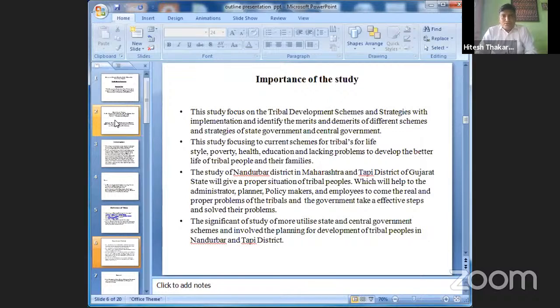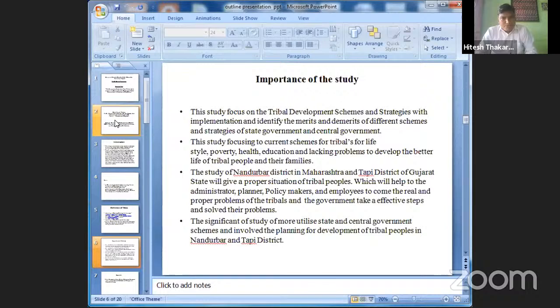This study focuses on tribal development schemes and strategies with their implementation and identifies the merits and demerits of tribal schemes and strategies of state government and central government. This study focuses on current schemes for tribals regarding life, lifestyle, poverty, health, education, and leakage problems, to develop a better life for tribal peoples and their families.